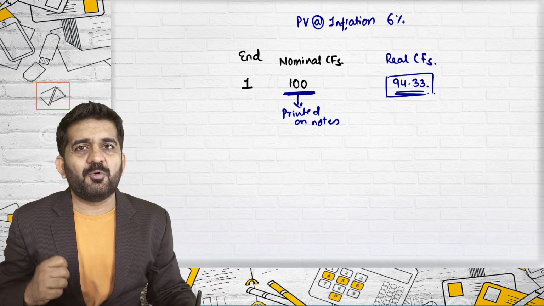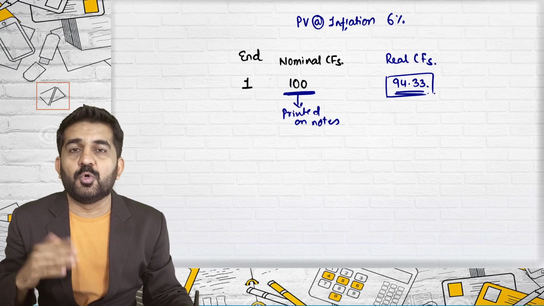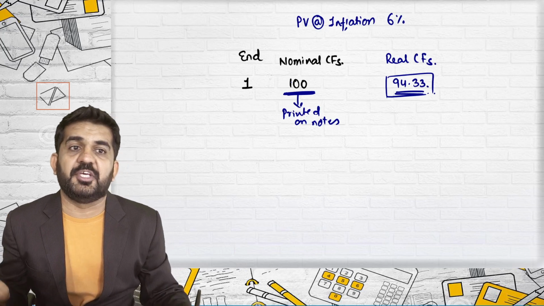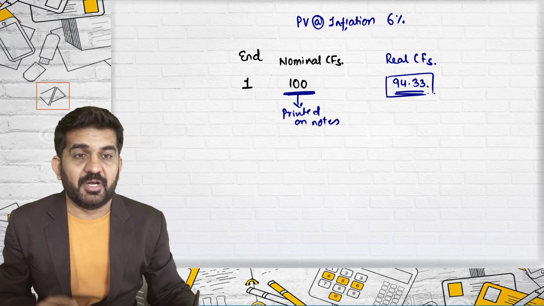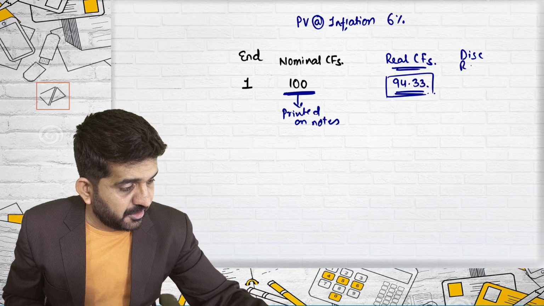So how to find out real cash flows from nominal cash flows? This happens only in CA final. When you go to CA final, there will be nominal cash flows, real cash flows, and an inflation rate will be given. Means you will have to find out real cash flows and then discount them at a real rate of return.